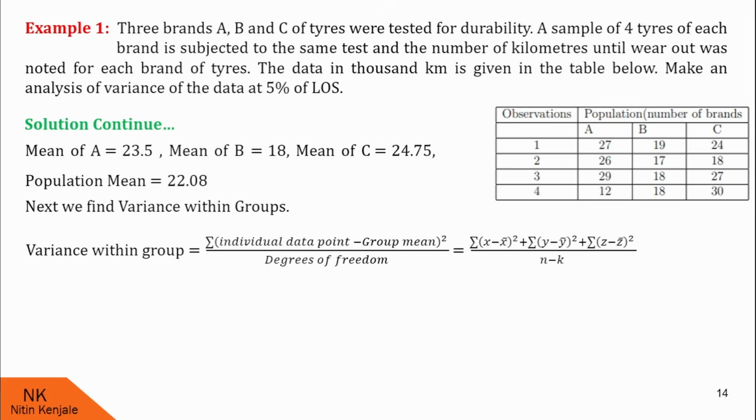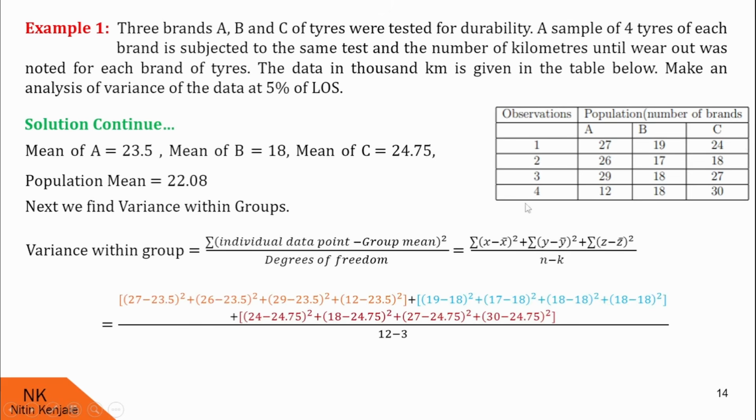Variance within group is given by the formula summation of individual data point minus group mean the whole square divided by degrees of freedom. Here there are 3 samples, so that formula can be written as summation xi minus x bar the whole square plus summation yi minus y bar the whole square plus summation zi minus z bar the whole square divided by n minus k, where n is overall points and k is number of groups. So here n minus k, that will be 12 minus 3 is 9.